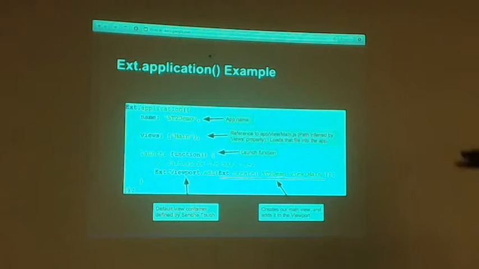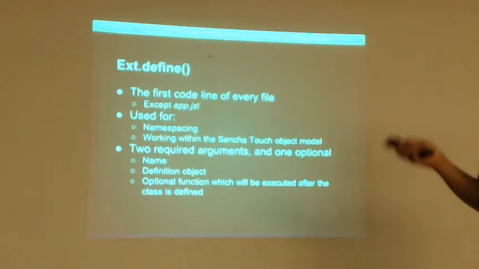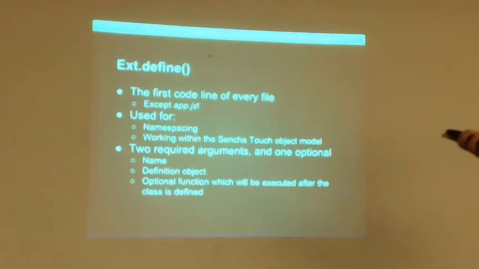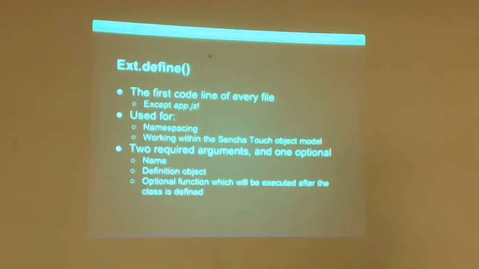So there we go. This is our application bootstrap. So we move on to ext.define, and this is how we do literally everything else. Except the initial thing, which is ext application. But every other model, store, view, controller, whatever, will all be created and initialized with ext.define. So, like I said here, the first code line of every file, and just everything. This is how you do everything within Sencha Touch.